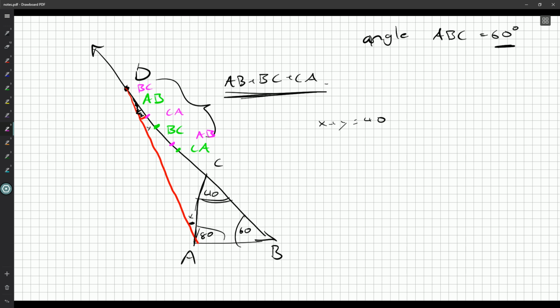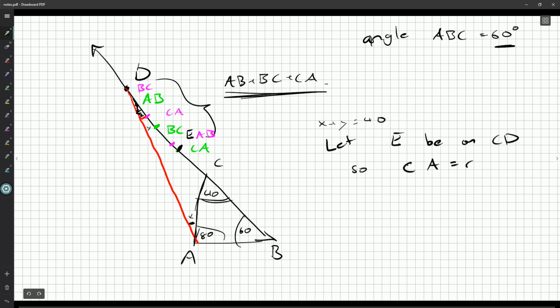And actually, now that I've got that drawn in there, this CA, so we might say something like that, AB on CD, so CA is equal to CE, and then we've got a nice little triangle here, and this is an isosceles triangle.